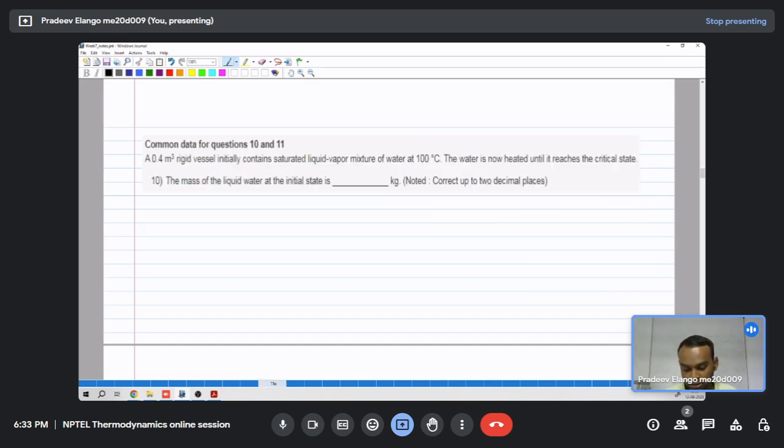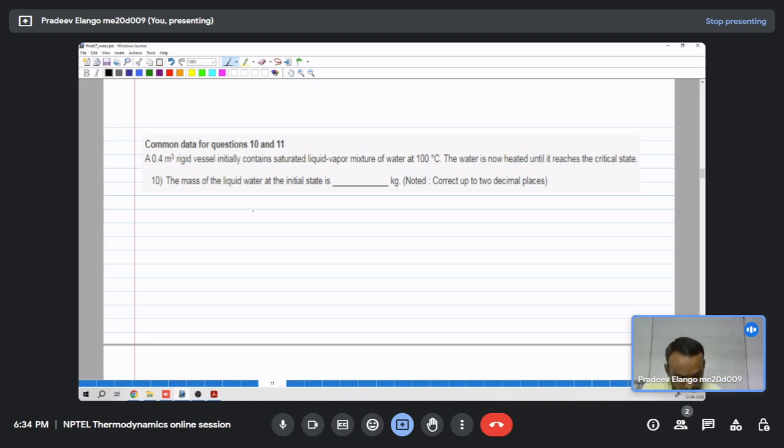Next, common data for questions 10 and 11. A 0.4 meter cube rigid vessel initially contains a saturated liquid vapor mixture of water at 100 degrees Celsius. The water is now heated until it reaches critical state. So the mass of the liquid water at the initial state is dash kilogram.